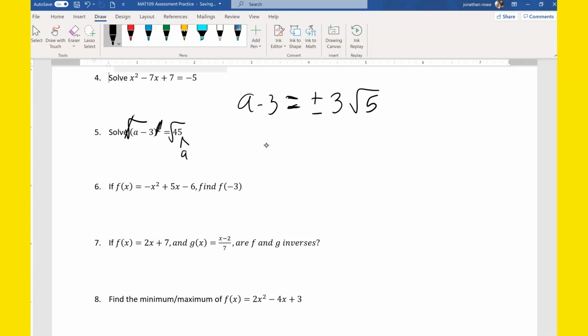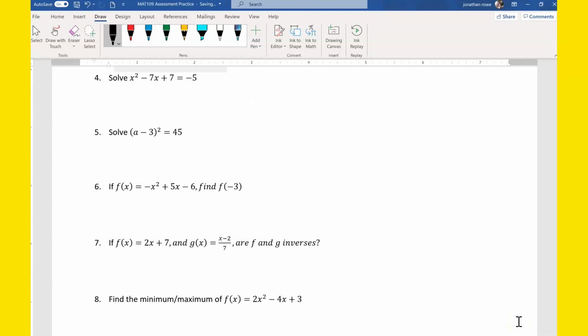Right, 45 breaks down to 9 times 5, and 9 breaks down to 3 times 3, so I got a pair of 3s with an extra 5 left over. And then you add 3 to both sides, and so you get A equals, just put this 3 first, 3 plus or minus 3 root 5, and that's our best answer there.